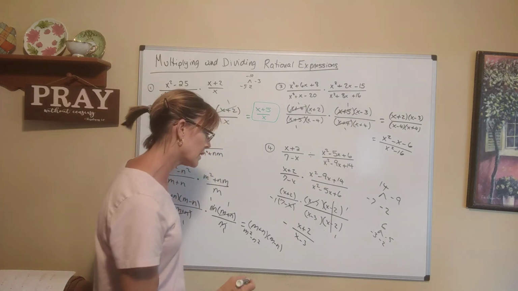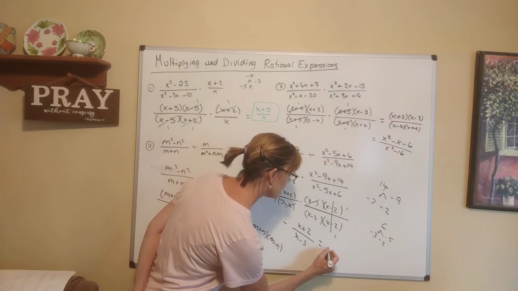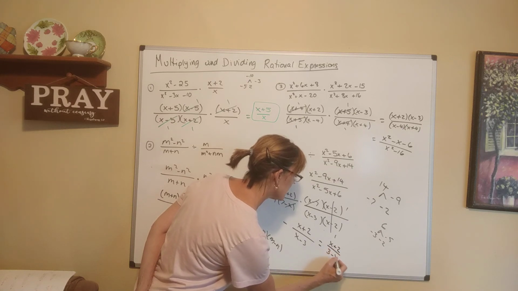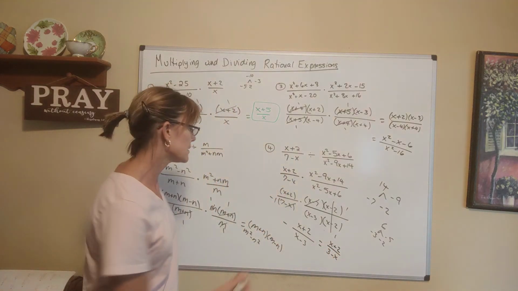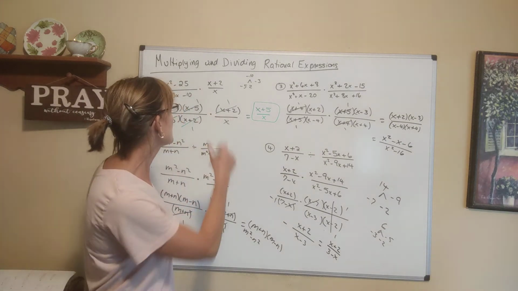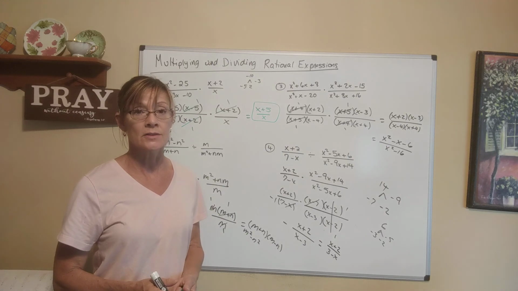This is one way you could write this. You could also write it as x plus 2 over 3 minus x. If you distribute the negative, that's another way. There are a couple of other correct ways you could write this as well, but that's basically multiplying and dividing rational expressions.